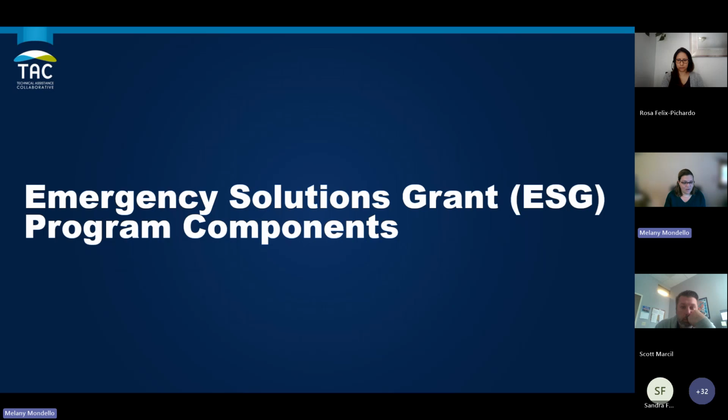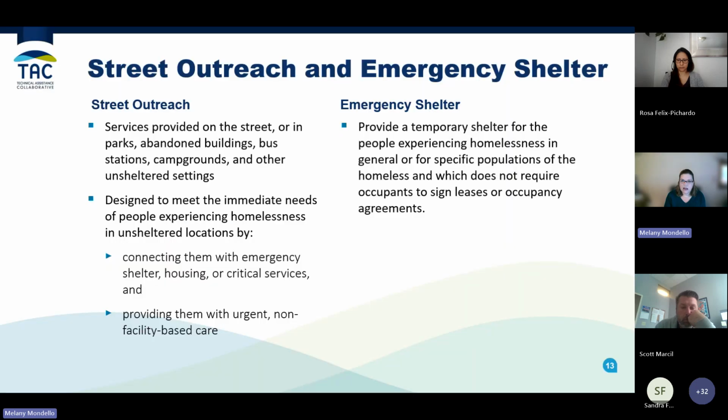That was a quick overview of the Continuum of Care Program. We're going to go over a quick overview of the Emergency Solutions Grants program components. So Emergency Solutions Grants can fund street outreach and emergency shelter.